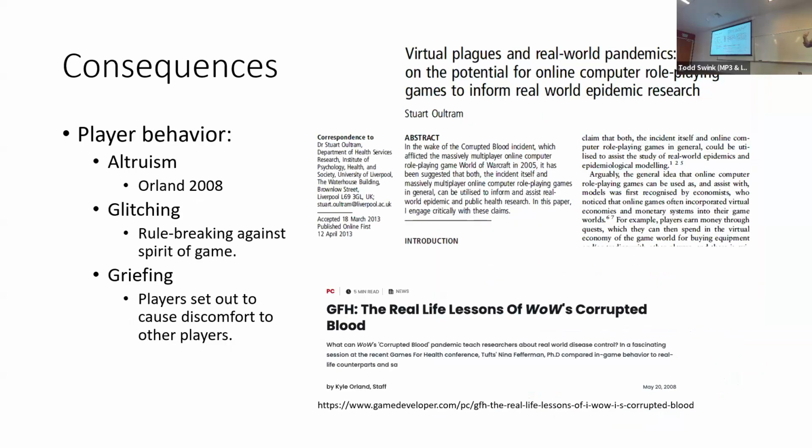And then there's a literature of people studying how players behaved. One thing is altruism, and someone wrote about how they went to help each other, and that did happen. There's also glitching, people trying to work the system, work outside the system. And then not grieving, but griefing, where they would get infected and then go intentionally infect other players. Or say everything's fine here, and people would rush there to quarantine and then find out they weren't. So there were trolls involved, not the World of Warcraft trolls, but the internet type of troll.